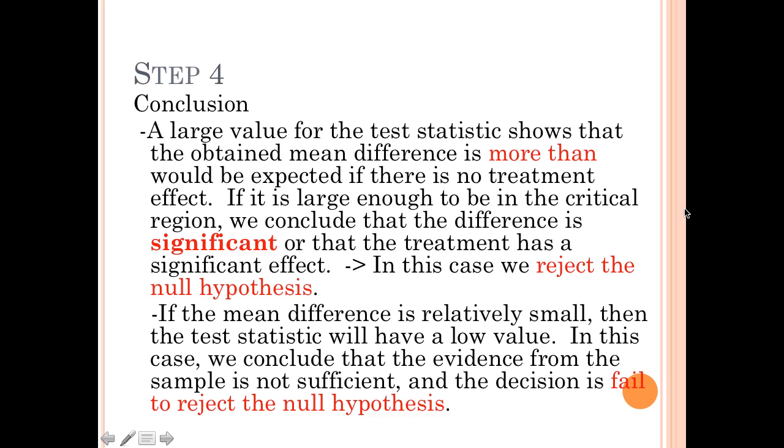So, step 4 is the conclusion. You make a decision about whether to reject or fail to reject. A large value for the test statistic shows that the obtained mean difference is more than would be expected if there is no treatment effect. If it is large enough to be in the critical region, we conclude that the difference is significant or that the treatment has a significant effect. In this case, we reject the null hypothesis.